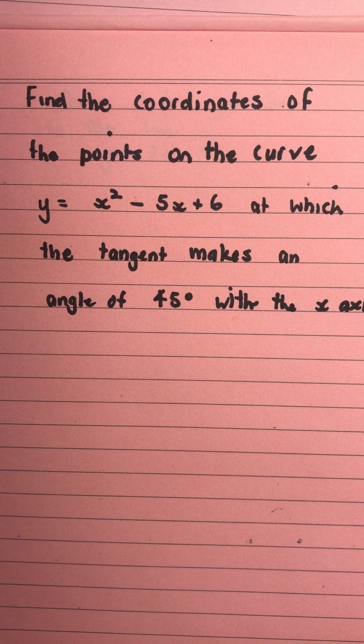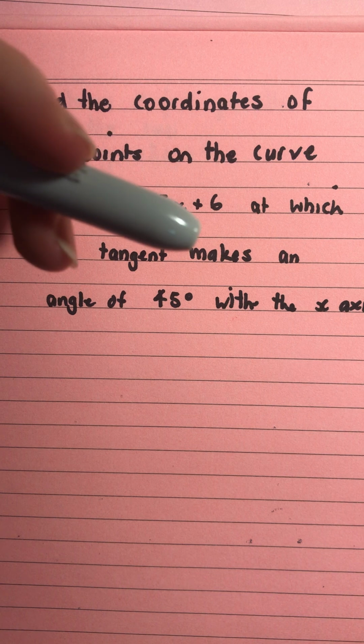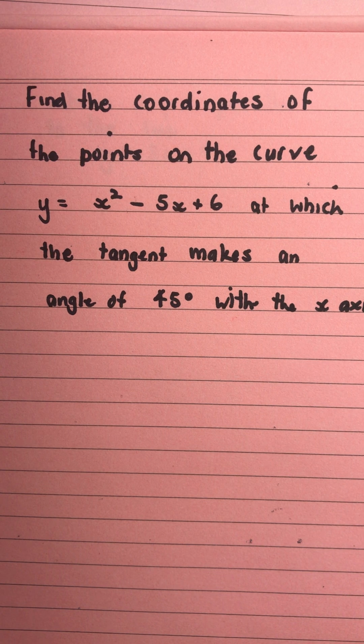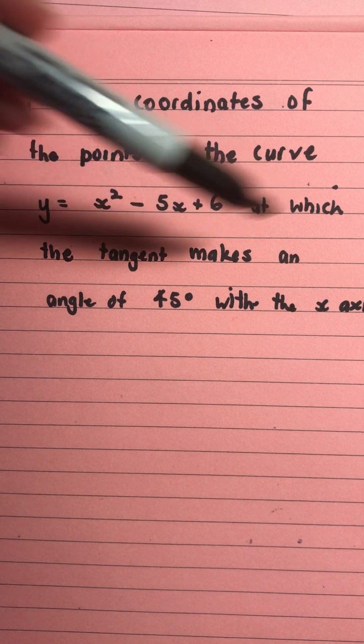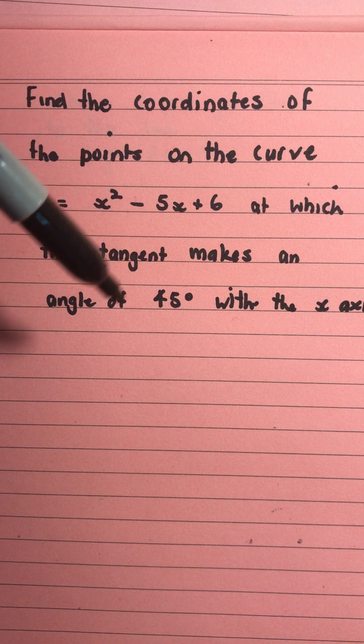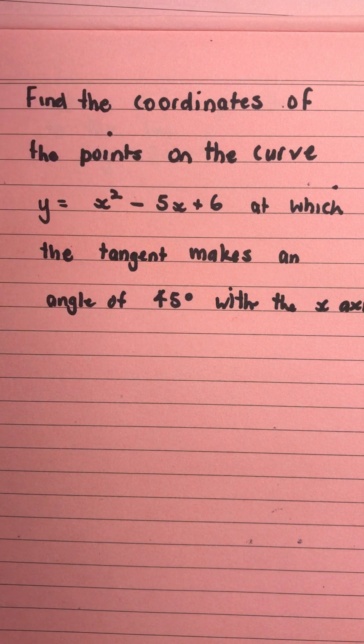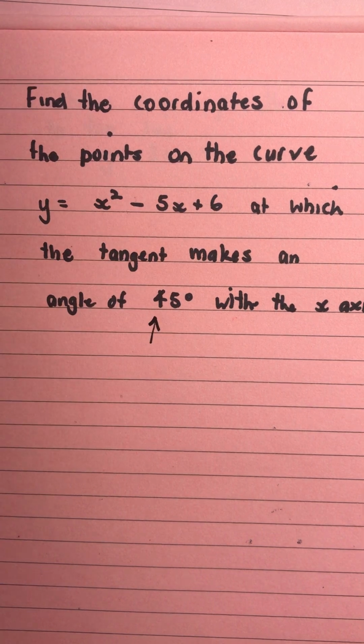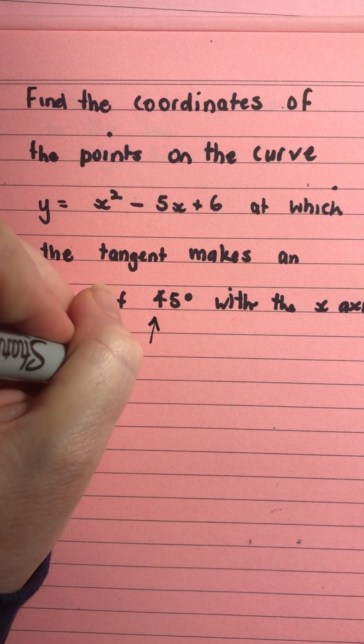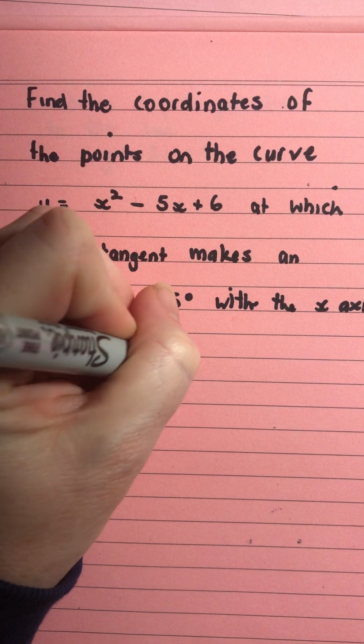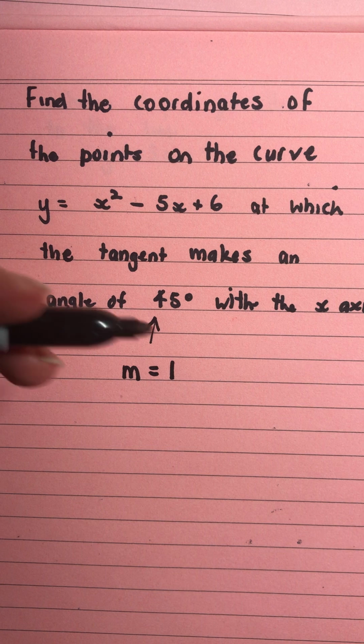Another type of question that you might see in relation to the functions and derivatives and the graphs of the derivatives is something like this. Finding the coordinates of the points on the curve of y equals x squared minus 5x plus 6 at which the tangent makes an angle of 45 degrees with the x-axis. So immediately that 45 degrees means our gradient is equal to 1. So we want to find out where that is.